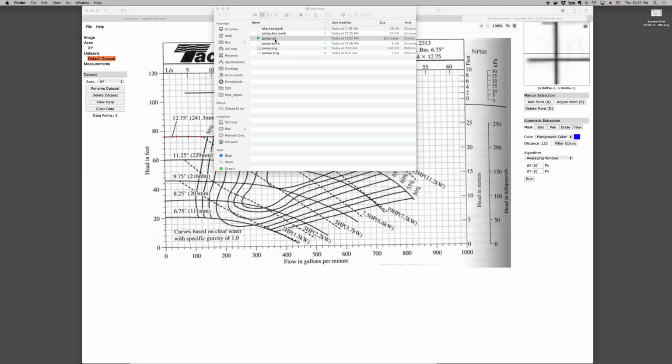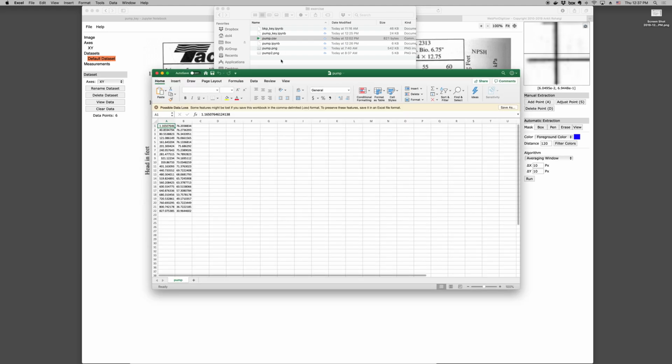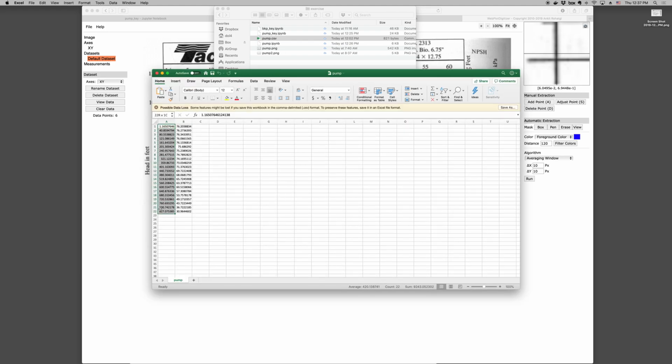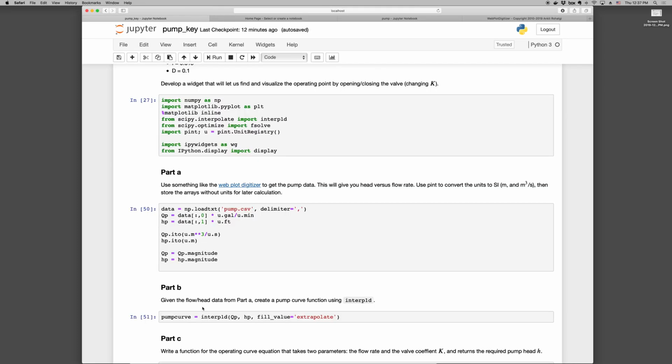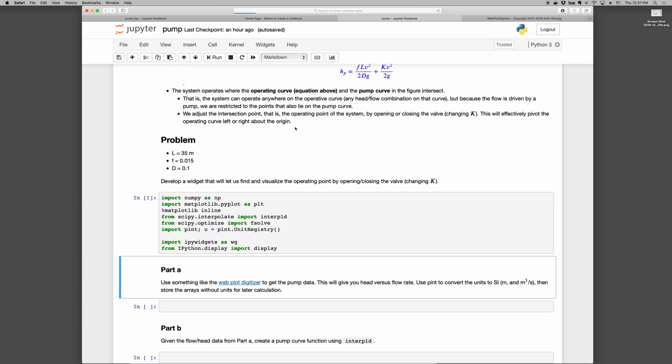And moved it into our main folder that we're working in. The first column are the flow rates in gallons per minute, and the second column are the pump heads in feet. So we've got that data, pump.csv. So let's go back in here and load it in. So we can go data equals np.loadtxt, the name of the file, pump.csv. And it's a comma delimited file, so we'll go delimiter equals a comma.